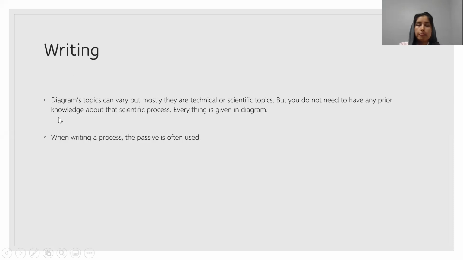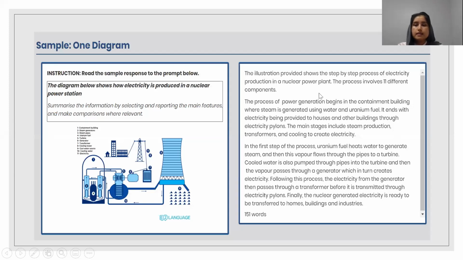So it says also that diagram topics can vary, but mostly they are technical and scientific topics, as I said, but we don't have to have knowledge before about that. Everything is given in the diagram. And the second thing is that when writing a process, the passive is often used. So as you can see, the tense, and here is the passive.